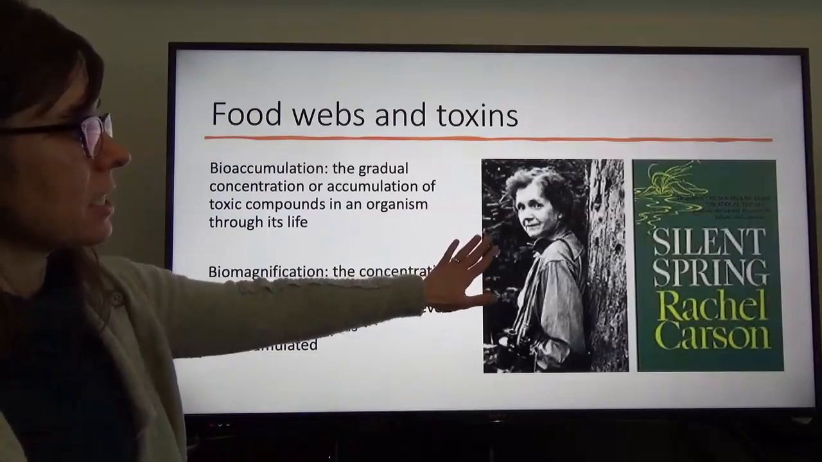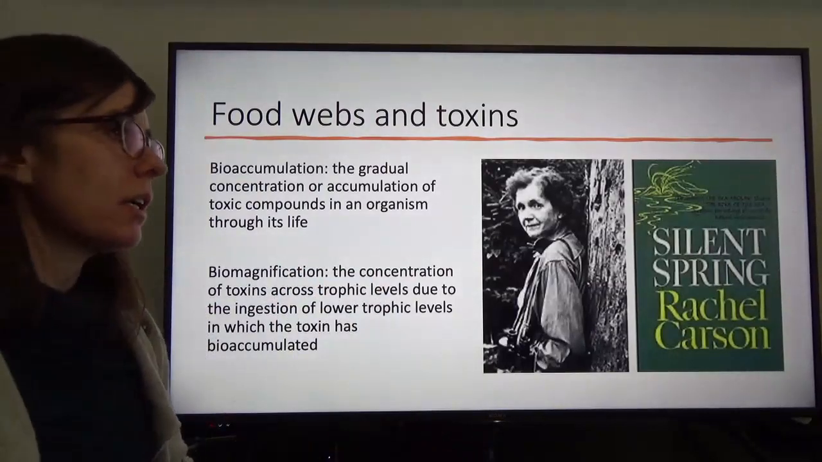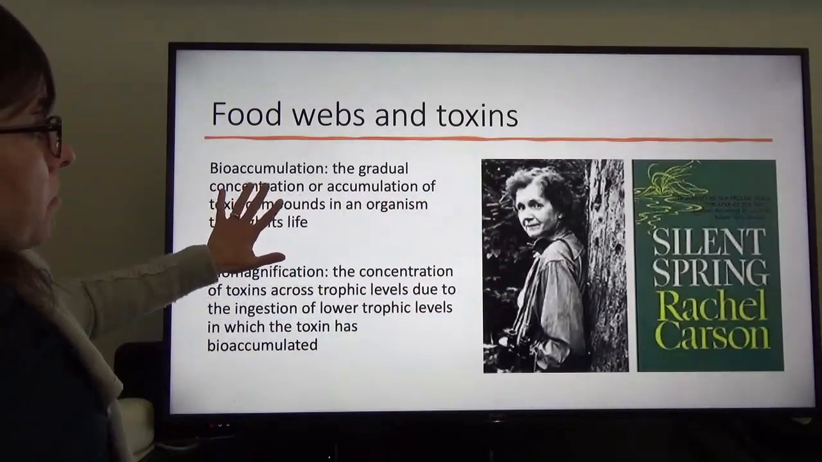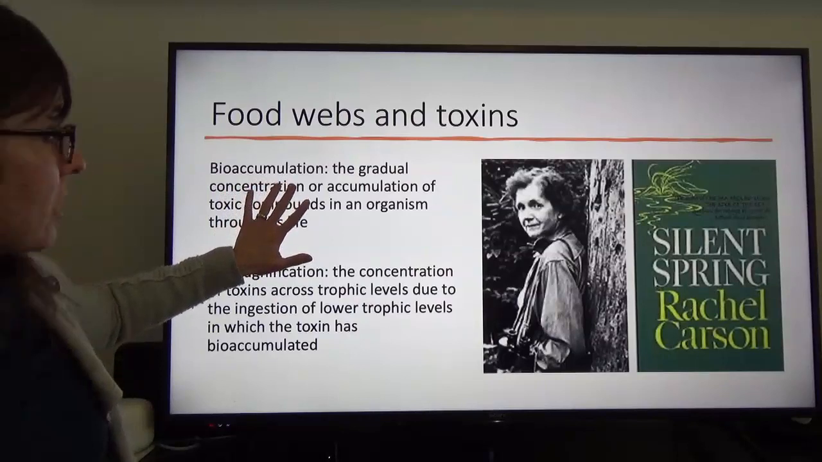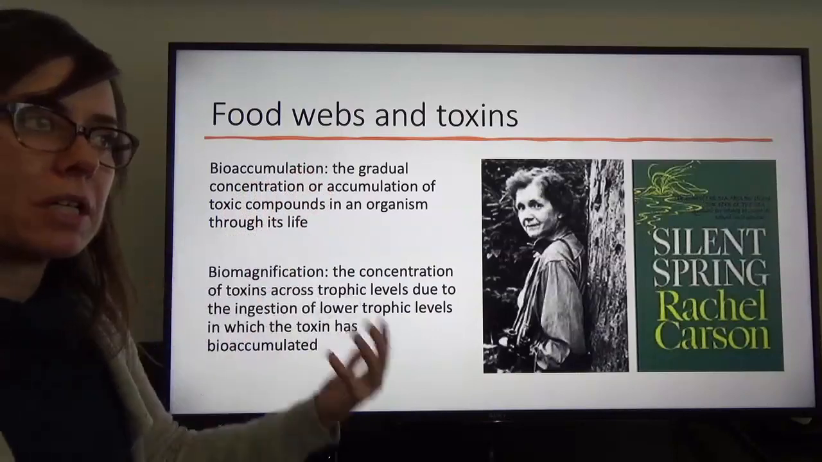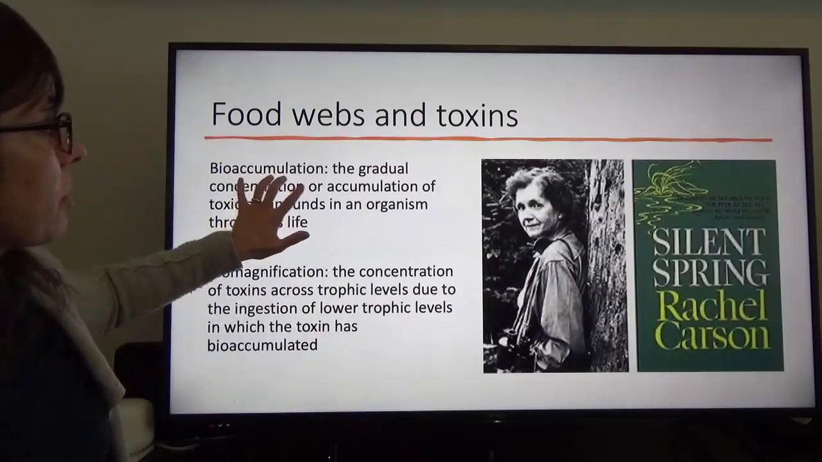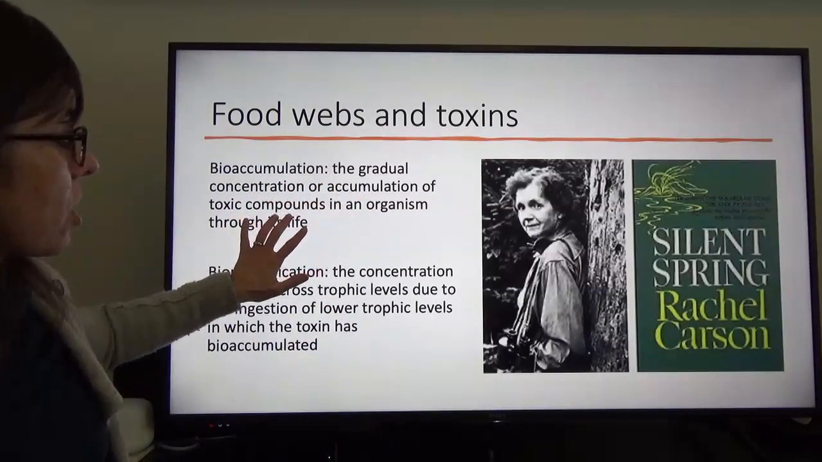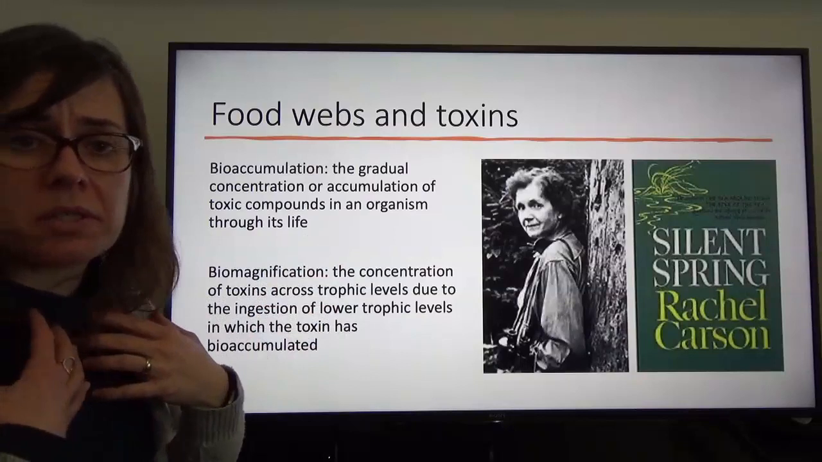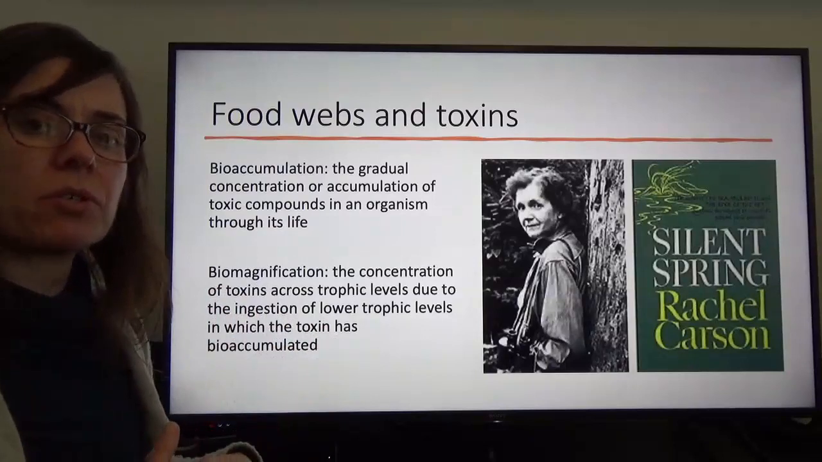This chemical, DDT, was sprayed to control various insects, including forest pests, including mosquitoes at beaches, etc. And she documented the bioaccumulation of this toxin. So she demonstrated that organisms were able to take this toxin up from their environment. So you spray DDT, it ends up in the water, and organisms take this up. So bioaccumulation is the gradual concentration or accumulation of toxins in an organism through its life. Okay, so all of us have toxins in our bodies that we've been accumulating through our lives by eating various things and by different chemicals that we've been exposed to.